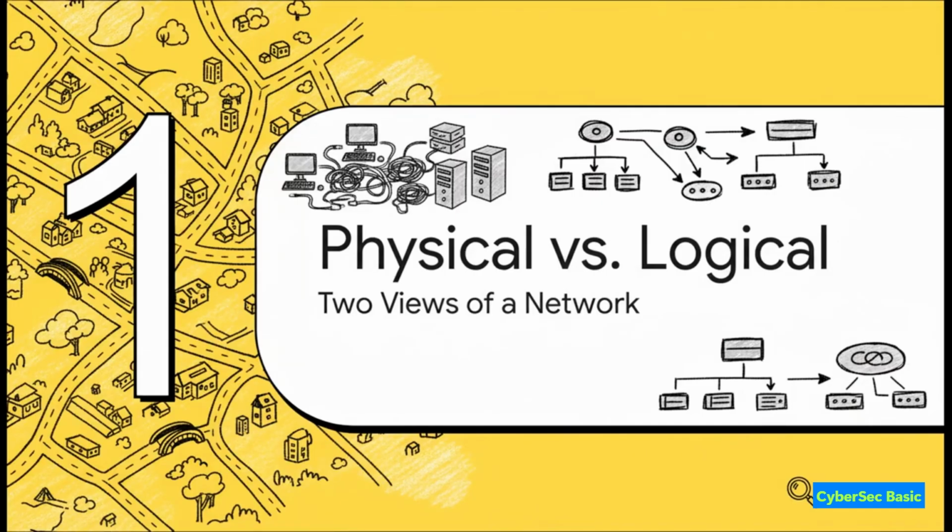Okay, so here's where it gets interesting. Just like with a real city, there's more than one way to draw that map. We have two main views we can take, the physical and the logical. Now, they're describing the exact same network, but man, do they show us very different things.